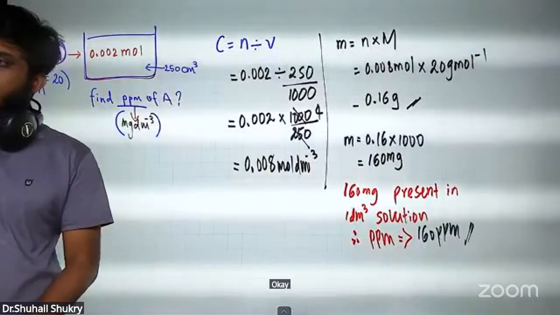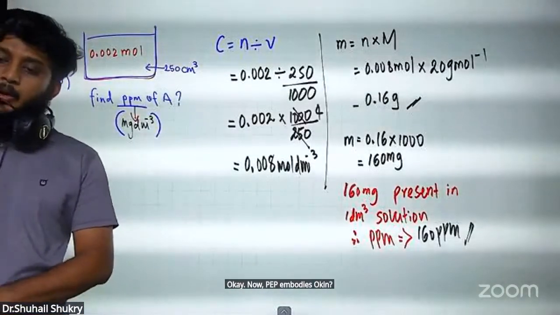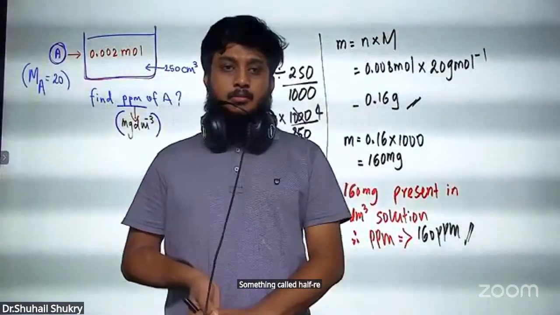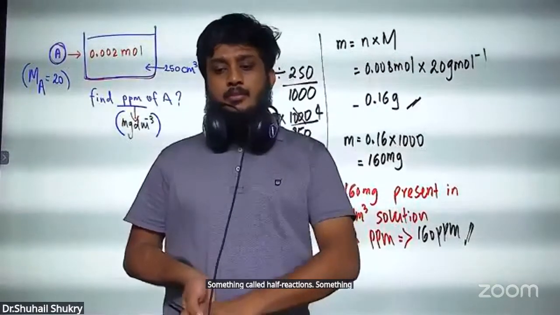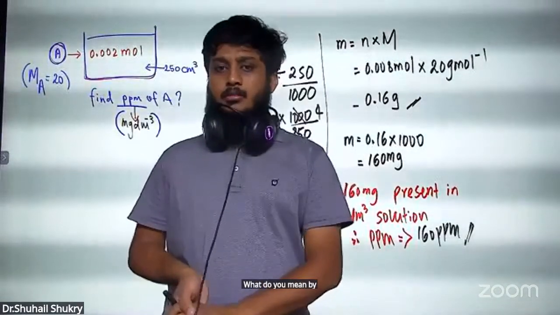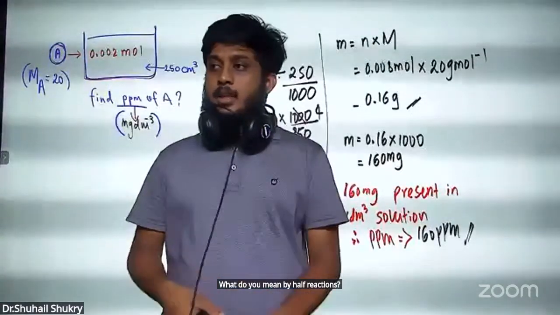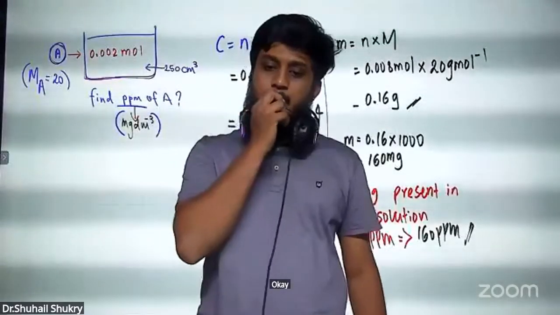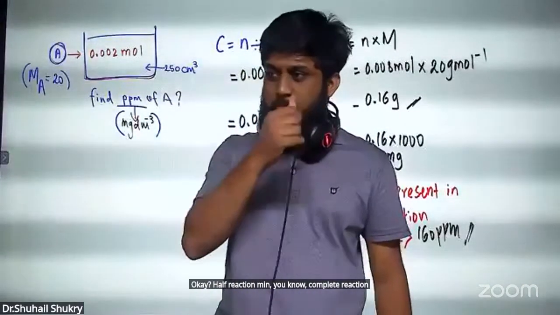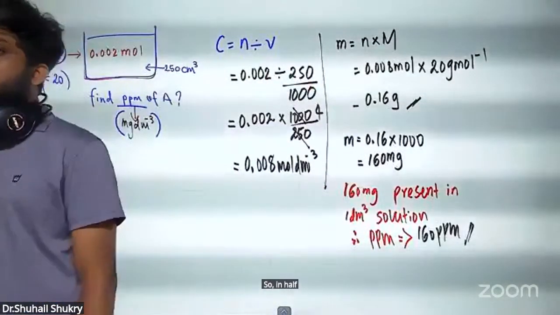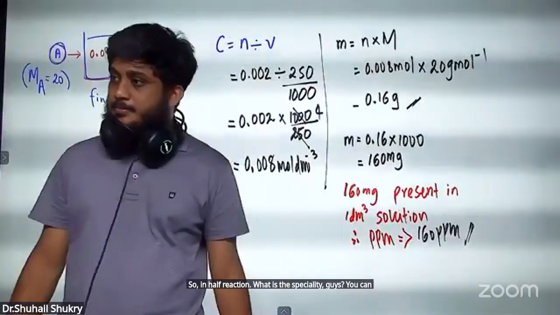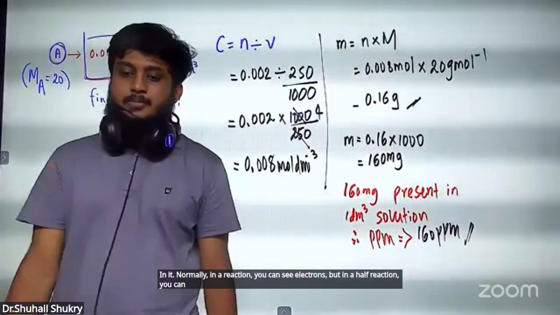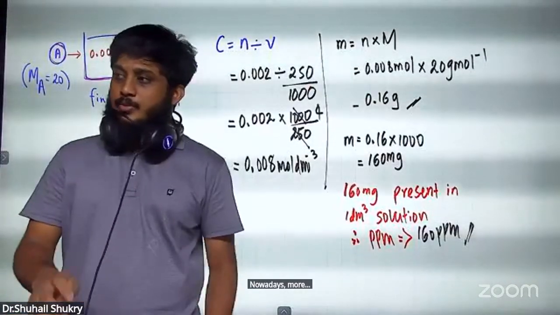Okay. Now the ppm part is okay. Now I'm going to show you something called half reactions. What do you mean by half reactions? A half reaction means a half part of a complete reaction. So what is the speciality in a half reaction? You can see electrons in it. Normally in a reaction, you can't see electrons, but in a half reaction, you can. Now we are doing this for the first time.